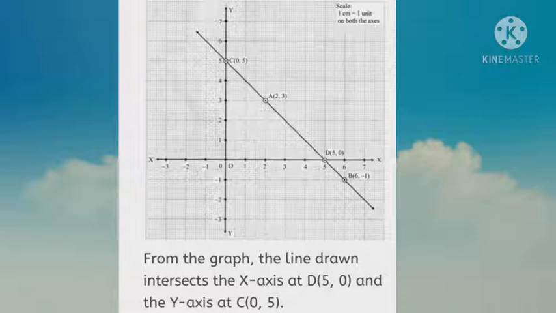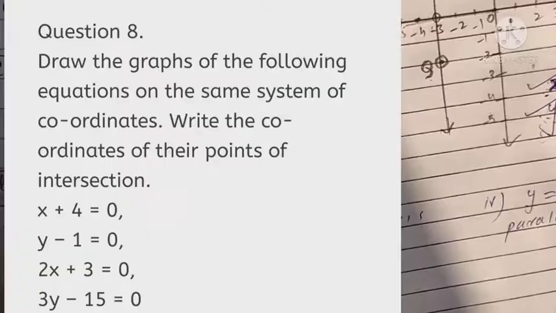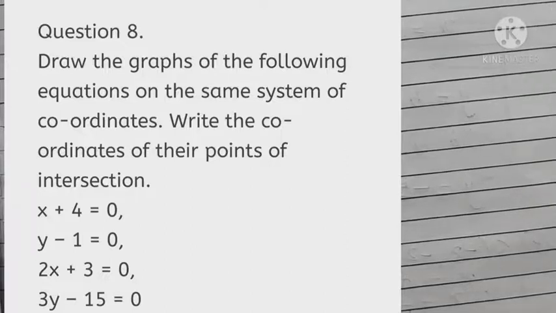After joining, you get a line. That means these 3 points are collinear. And this line intersects the x-axis at 5, 0 and the y-axis at 0, 5. So your answer: the points are collinear and the line intersects the x-axis at (5, 0) and the y-axis at (0, 5). Okay. Now next, question number 8.